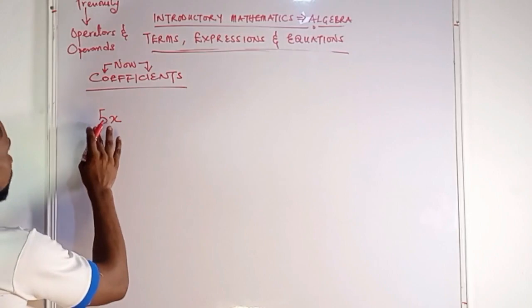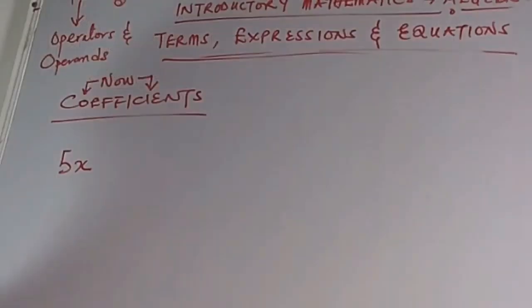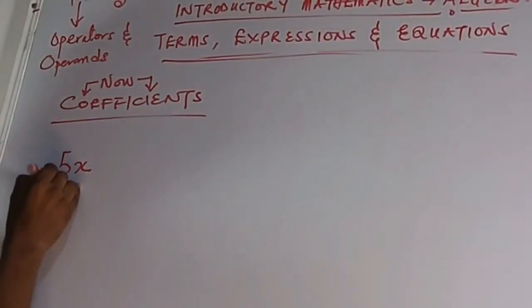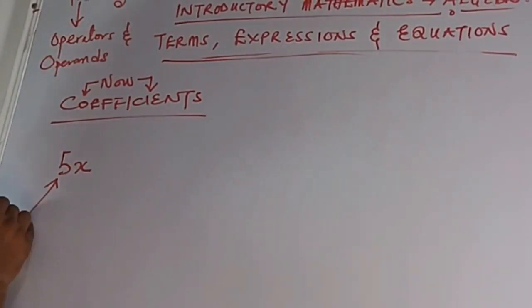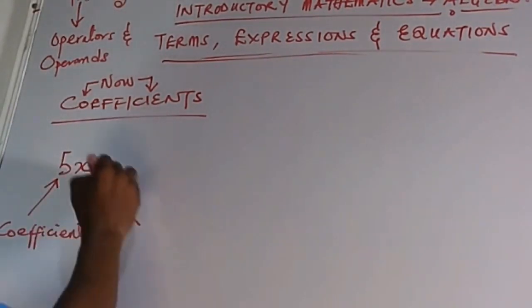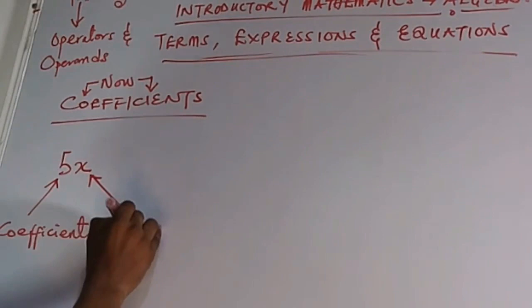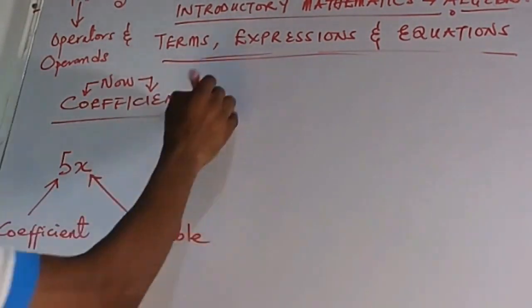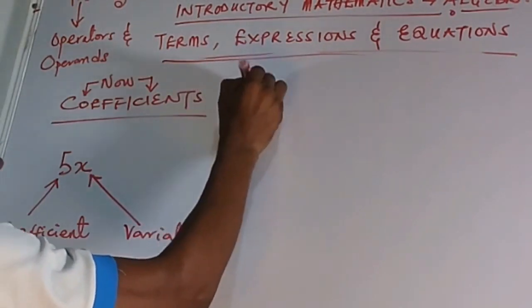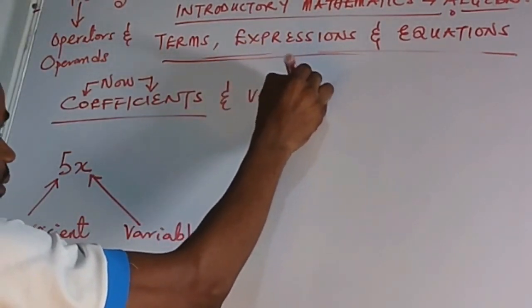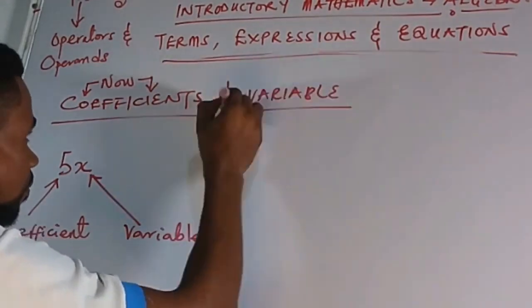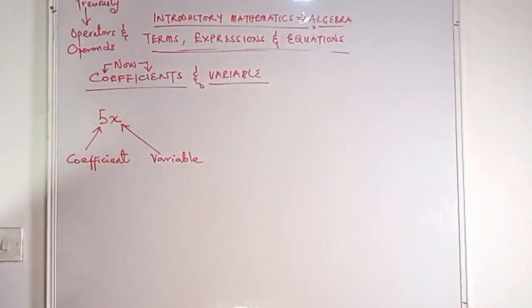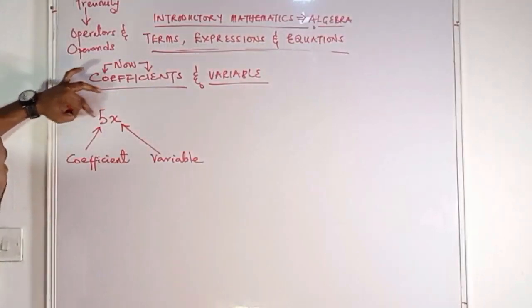Now, when you have something like 5x in algebra, this number 5 that you have here is called the coefficient, all right? And then this here is the variable. Actually, I was supposed to name this topic coefficients and variables. Beautiful. So now we have 5x, okay?